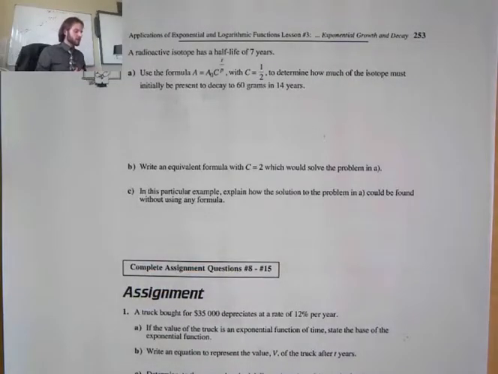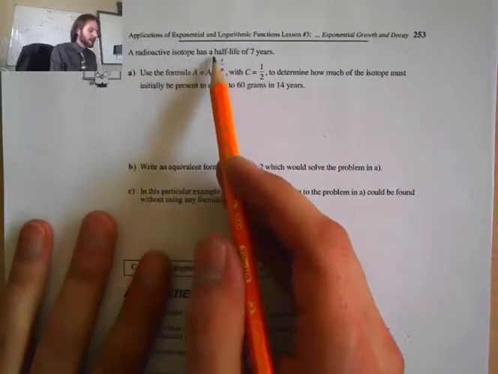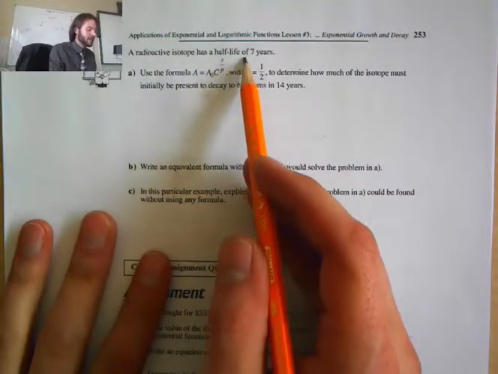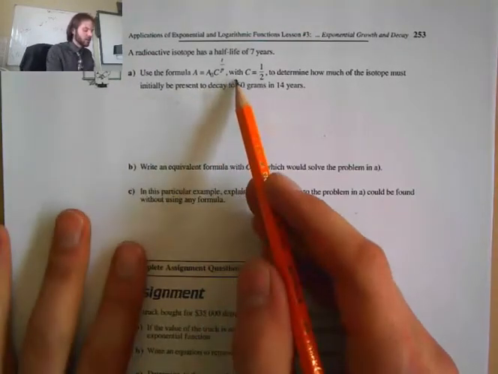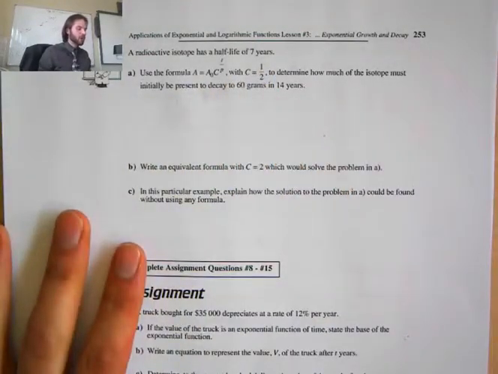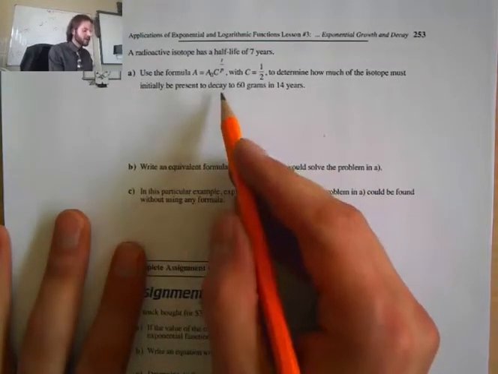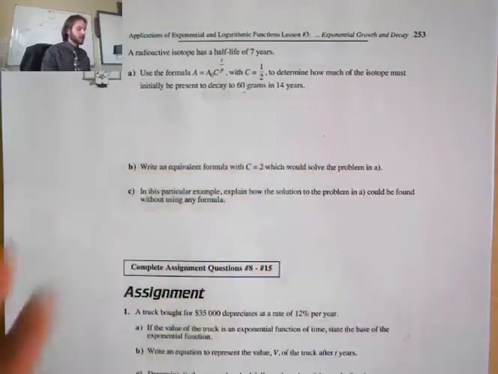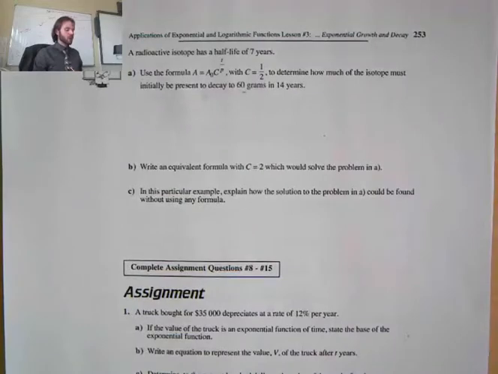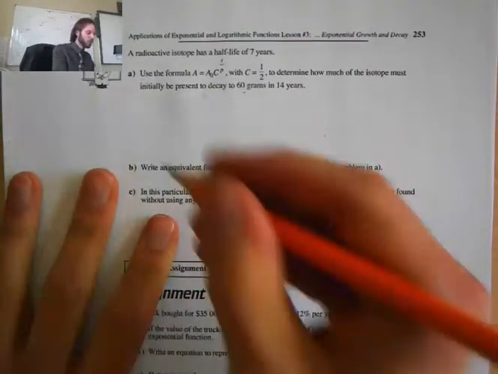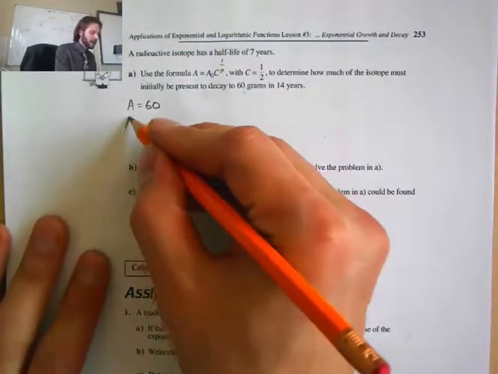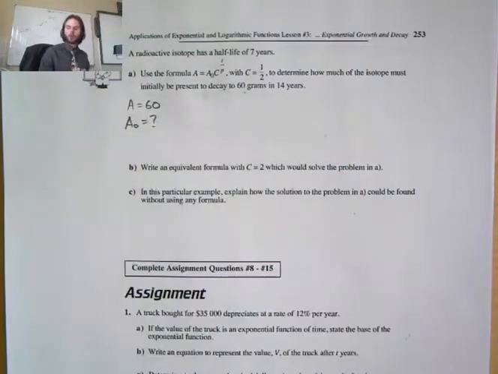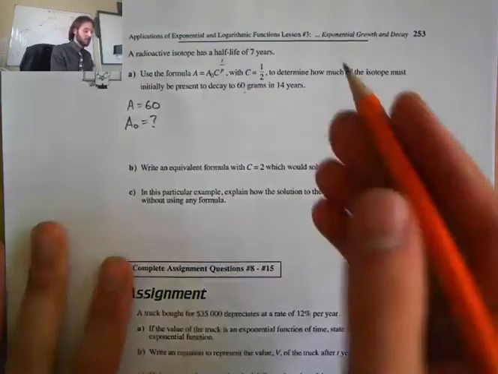So example number 6 says, a radioactive isotope has a half-life of 7 years. Use the formula given here with C equal to 1/2 to determine how much of the isotope must be present to decay to 60 grams. So we want to know how much decays to 60 grams. Well, we know my A final is equal to 60. My A initial is what we do not know.